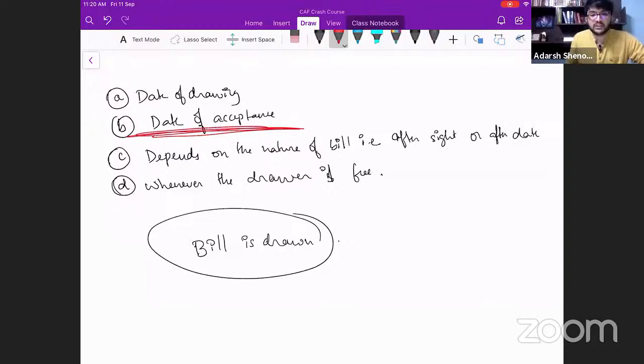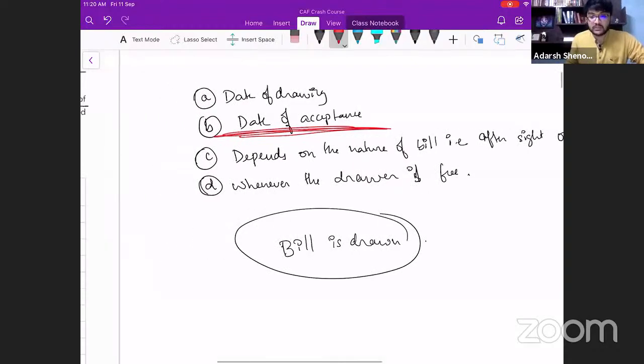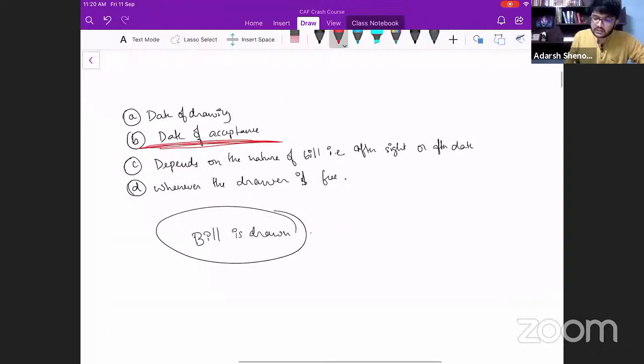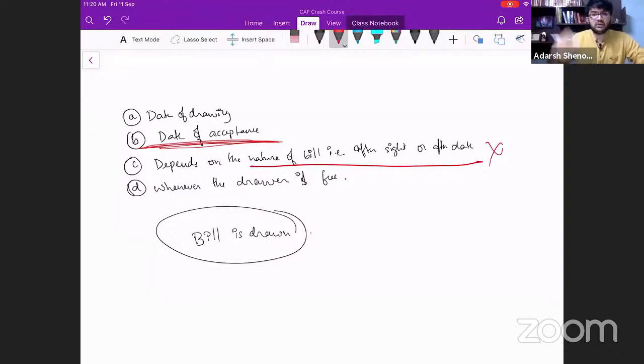That is when the date is, when the bill is accepted. That is when it becomes an asset. Don't make stupid mistakes. Think of the logic. Think of the concept. So this is the date of acceptance. It doesn't depend on the nature of the bill at all. It doesn't matter if it is after sight or after date. You have to record it when it is an asset.